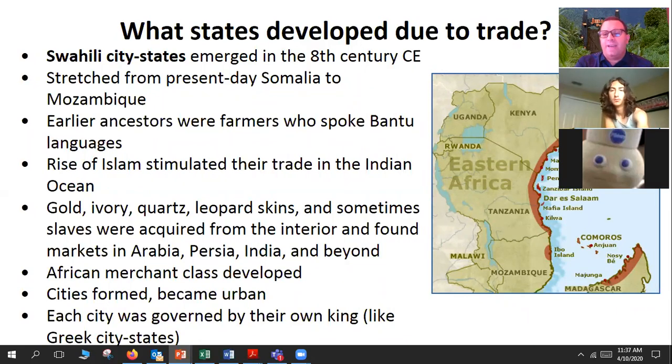One of the changes you're going to see is a merchant class develop. Remember that an African merchant class is not an idea that is native to many traditional African civilizations, but it is a big Muslim idea. And so the Muslims bring the idea with them of the glorification of the merchant class, the people trading things like gold and leopard skins and ivory and quartz. That merchant class really begins to sprout up in East Africa. And each of these different cities was run completely independently by their own king, so there was no centralization here. East Africa was very decentralized.